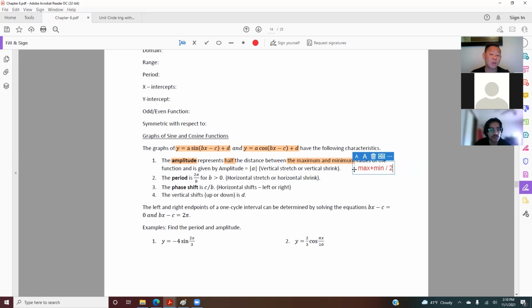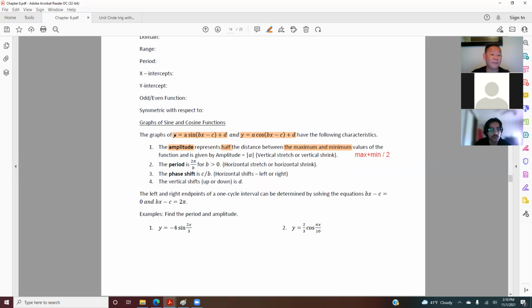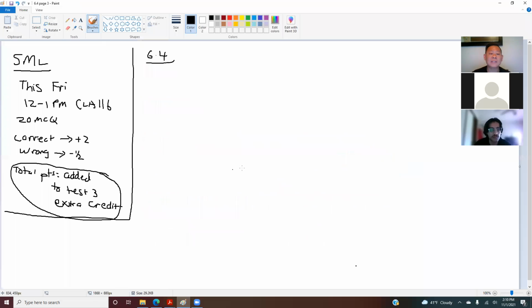If I give you a graph, you just do the max plus min divided by 2. Or if I give it to you in a function or equation form, then the amplitude is just the absolute value of A. So this A that you see up front here, if you take the absolute value, meaning make it positive, that is your amplitude. So what is amplitude in this case? Amplitude is actually the height from here to here. This is your amplitude.